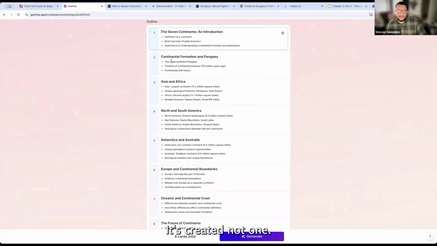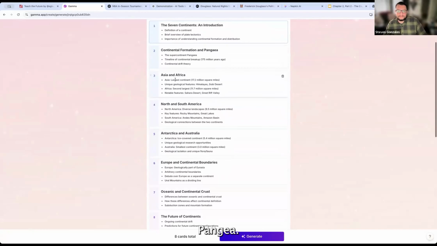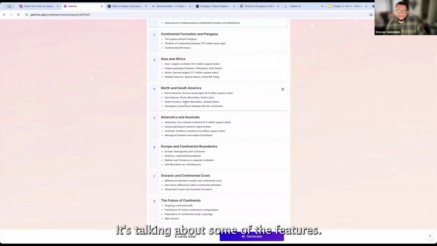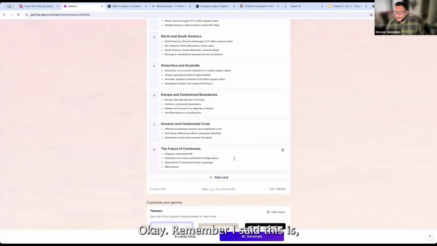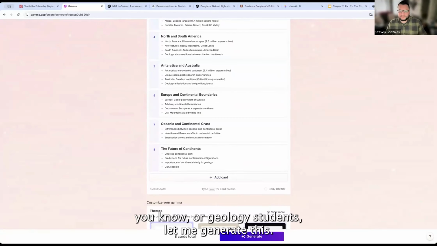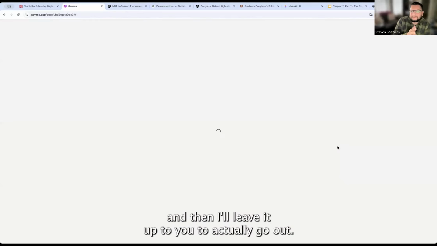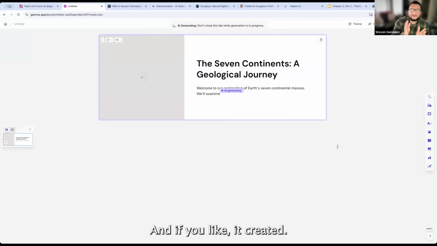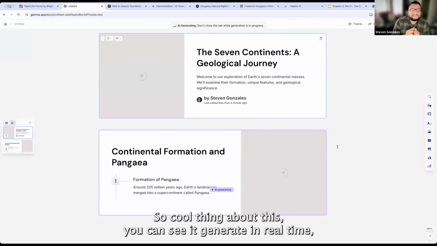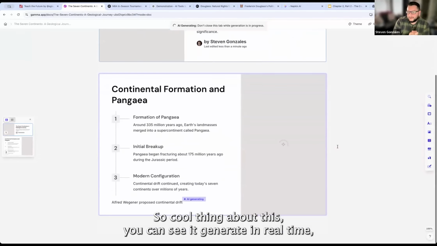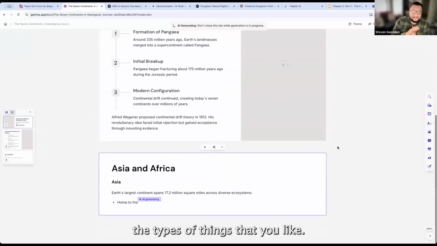It's created an outline. Pangea. Okay, it's talking about some of the features. Okay, remember I said this is for geology students. Let me generate this now, and then I'll show you how powerful it is, and then I'll leave it up to you to actually go out and, if you like it, create it. So cool thing about this, you can see it generate in real time the types of things that you like.